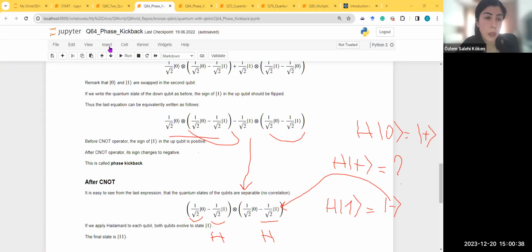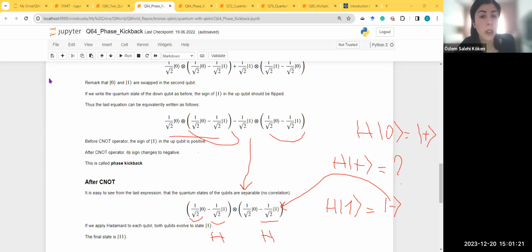Okay, I see some answers, 1, 1, and 1. Any other answers, or is something not clear? Maybe you couldn't follow. That's really normal. Okay, nice. Yes, that's correct. If you apply Hadamard to minus state, then you get 1, of course. And since we have 2 minus states here, if we apply Hadamard, then we get 1, 1 as a result.